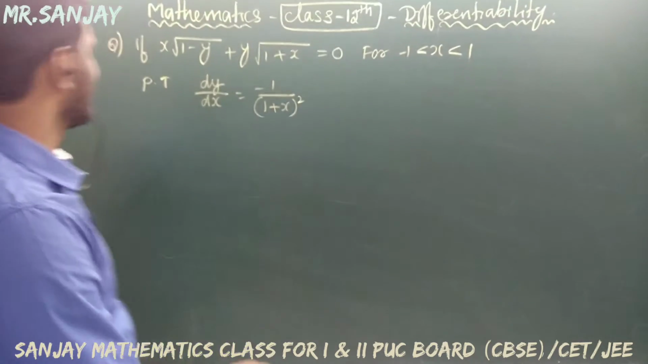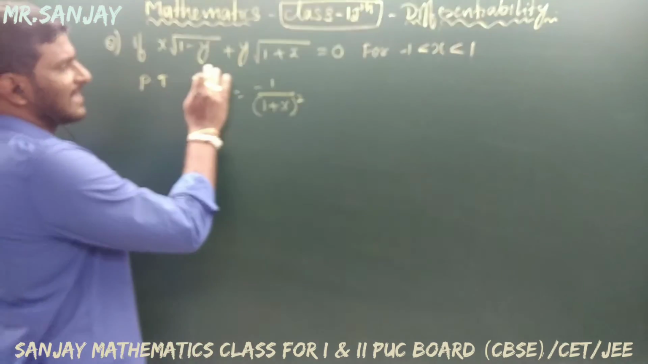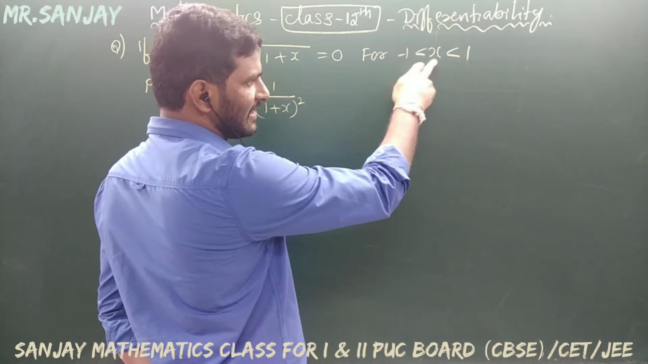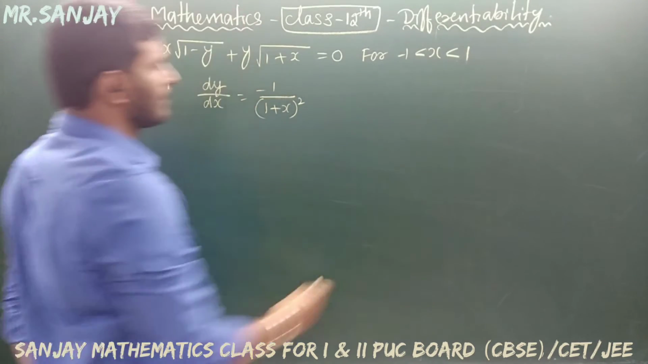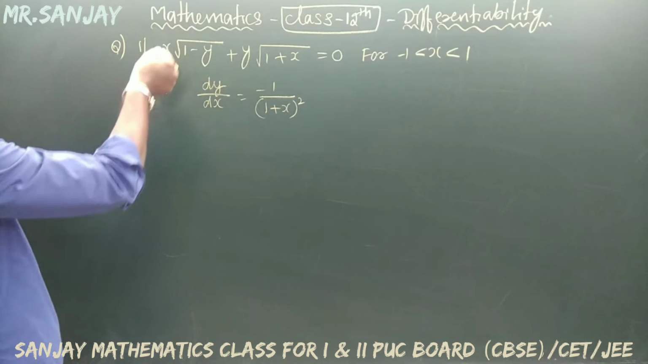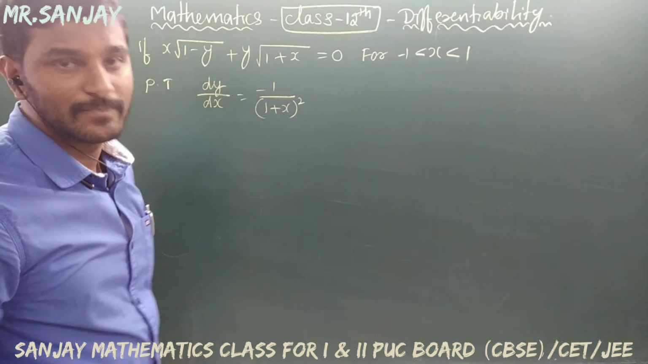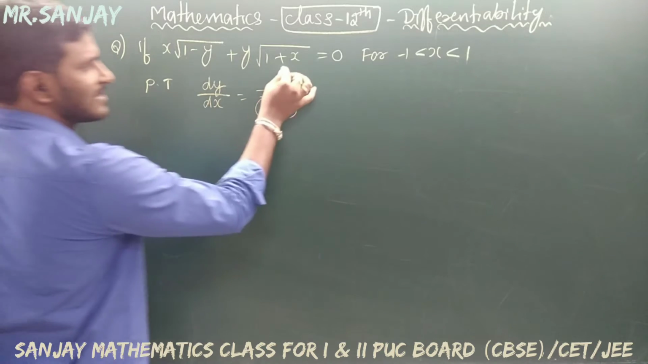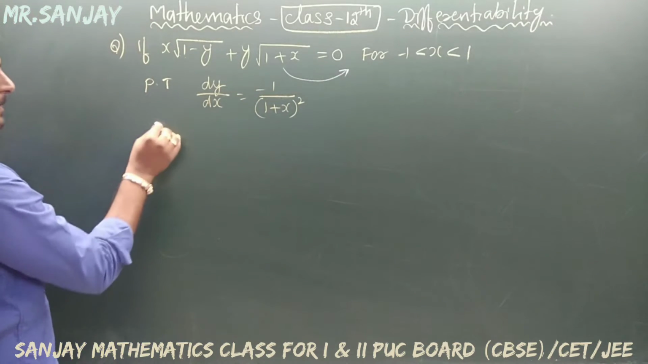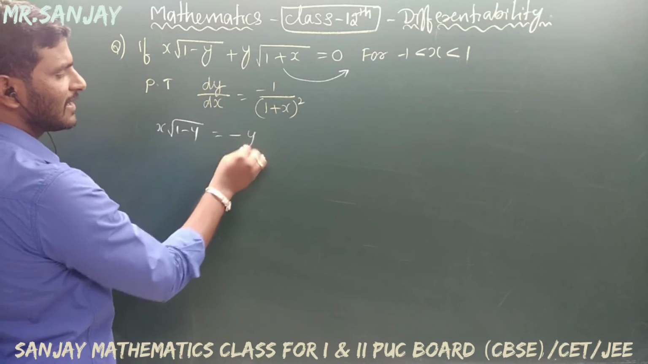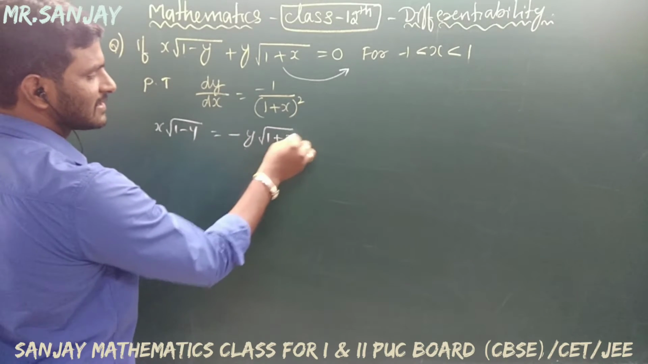Okay, look at the screen here. Don't differentiate directly, you're not getting the answer. That's why they have given the condition x is greater than minus 1 and less than 1. First, remove the root. How do you remove the root? We need to do the simplification. First, take the second term to the right side. Hence, x into root 1 minus y is equal to minus y into root 1 plus x.